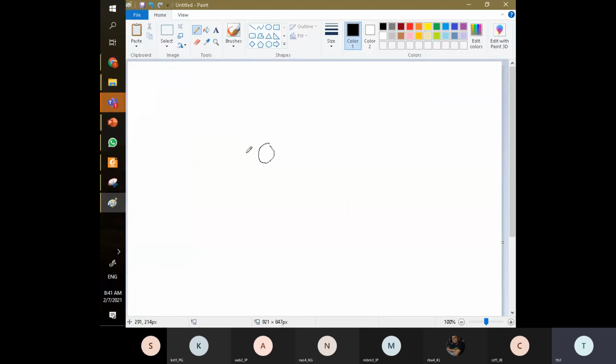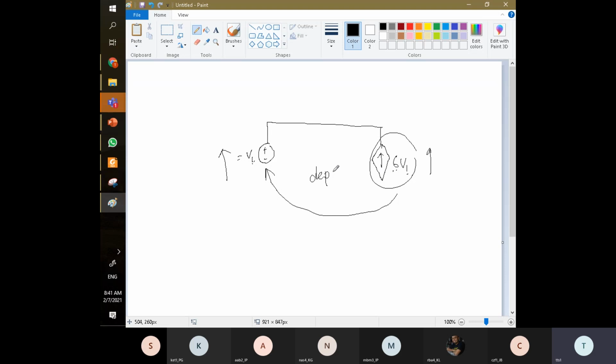Let's say here is called V1. And later in another circuit, let's say you have another source called 6V1. That means this source depends on this one. It is 6 times V1. So if the voltage here changes, this also changes, because this one is 6 times V1. So this is called a dependent source, right?